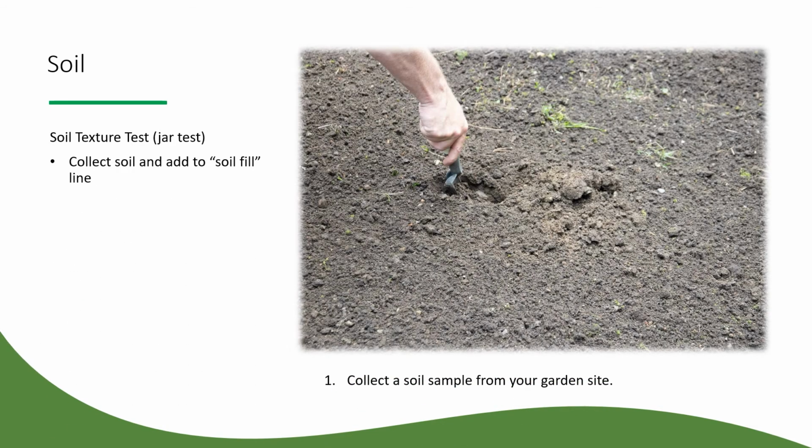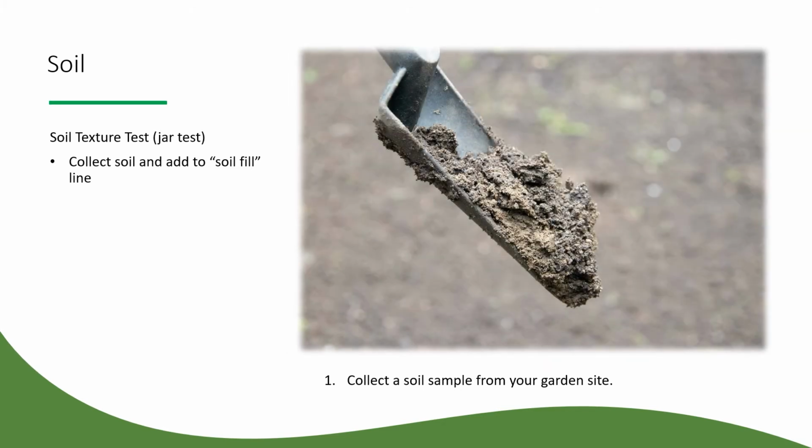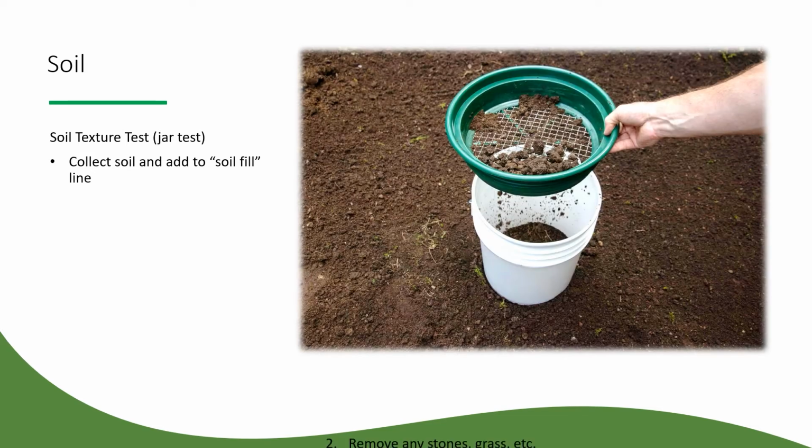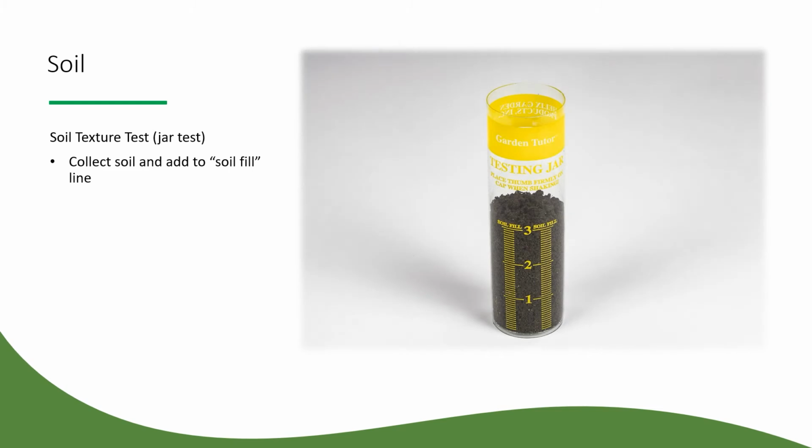Jar test. Using a garden trowel or spade, dig a small hole, about 6 inches deep, in your site. Slice a sample from the edge of the hole as if you were cutting a thin slice of cake. Cut a sliver from the top to the bottom, using your hand to hold the slice in your trowel or spade. Remove any stones, grass, etc., and put this slice in the enclosed jar. Fill the jar to the soil fill line.